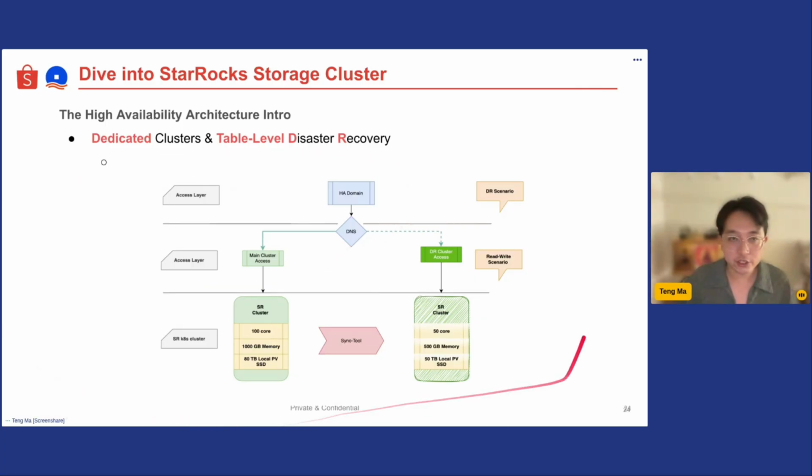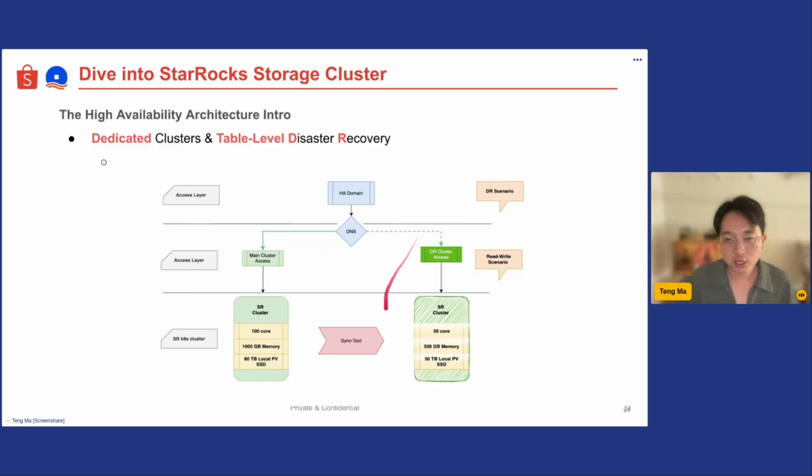This is the architecture of our dedicated cluster and disaster recovery. The user will access through the HA domain, and in the normal condition, it will route to the main cluster. If the main cluster faces some issues, we will switch the DNS and reconfigure it to route to the DR cluster. If you notice, I put in two access layers. The first access layer is the domain, and the second access layer is here. That's because cluster down is not a very common thing.